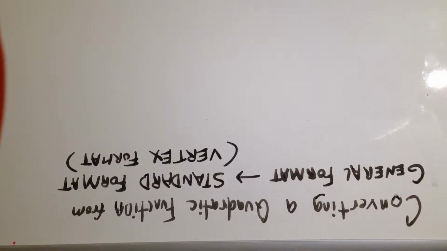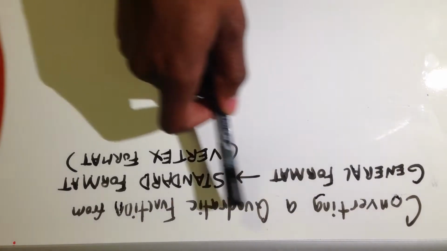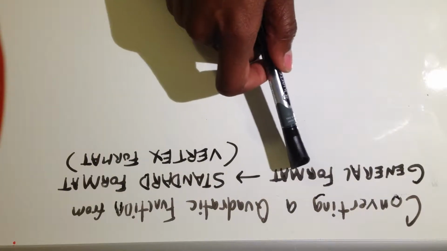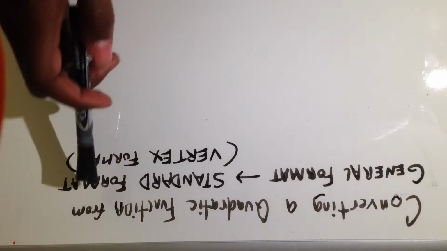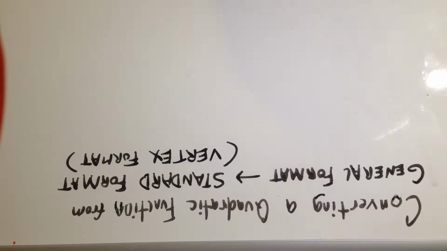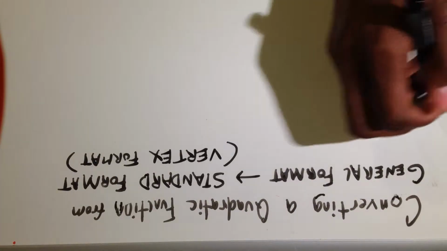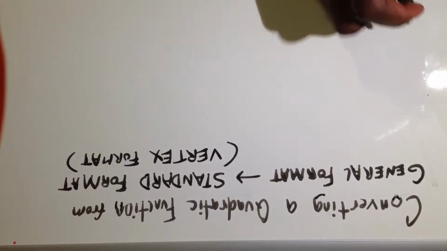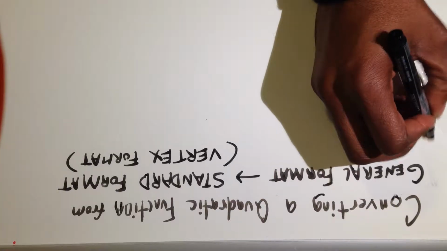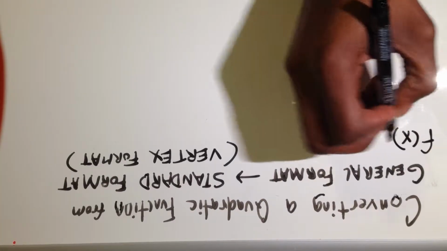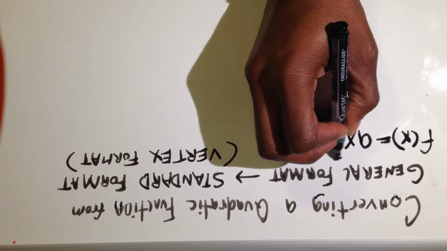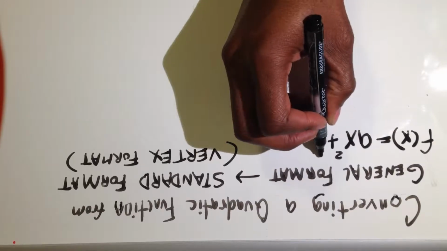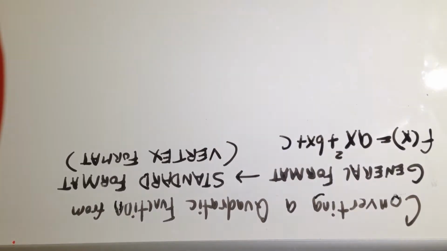Hi, my name is Genesis, and today we're going to learn how to convert a quadratic function from the general format to the standard format. I like to call this standard format the vertex format, and you'll see why later. Normally, the general format of a quadratic function is written this way: f of x is equal to ax squared plus bx plus c.